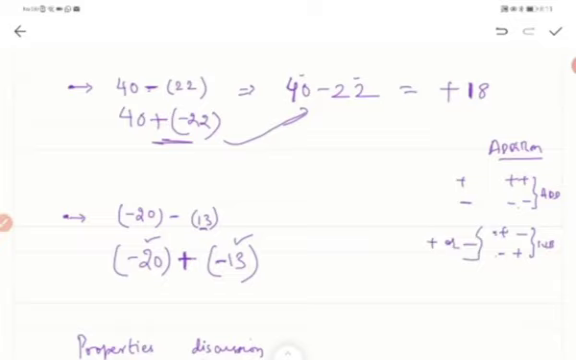So now you have negative numbers. You will do 20 plus 13 first. How much will you get? 20 plus 13 is 33. Now I got 33. What should be the sign now? Because both are negative, my output will be negative. So it is minus 33.